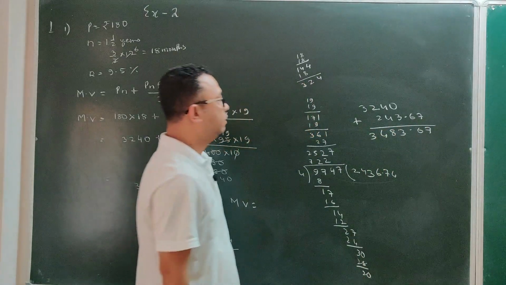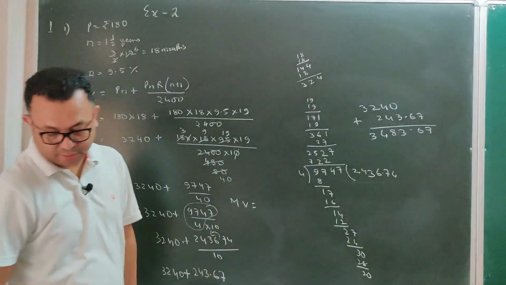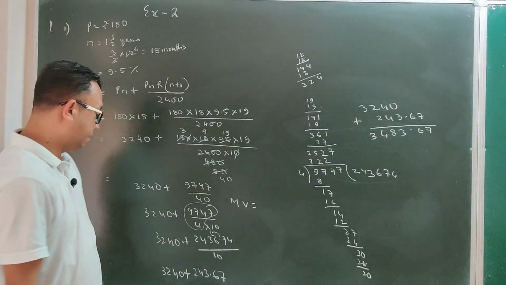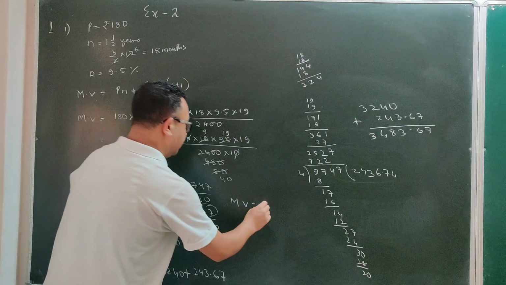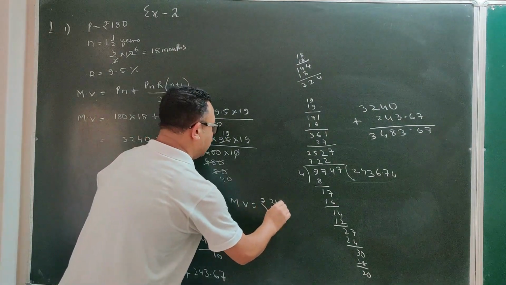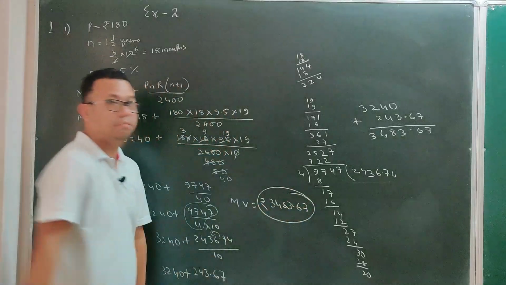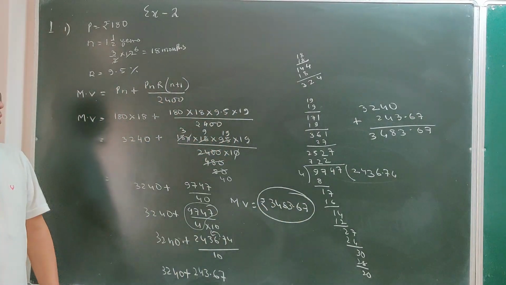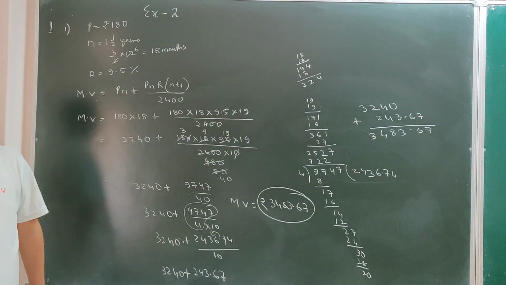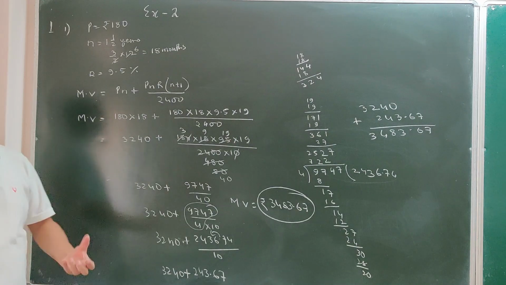So that is giving you 3483.67. So here we can write rupees 3483.67 is the matured value. Yeah, this is the first type of question, where you will be asked to find the matured value.